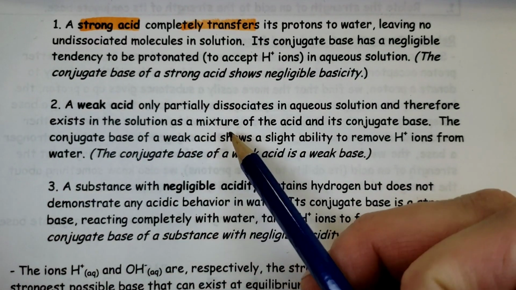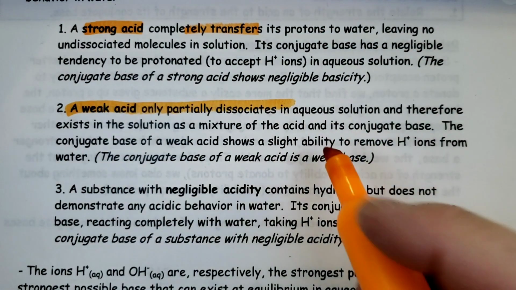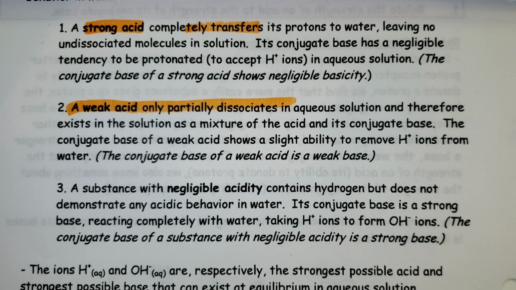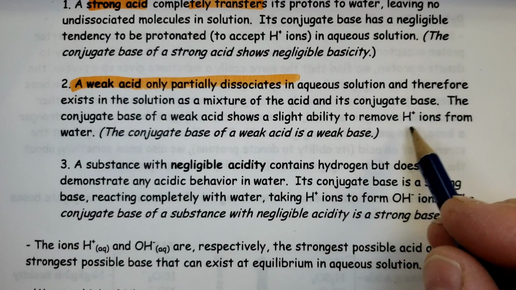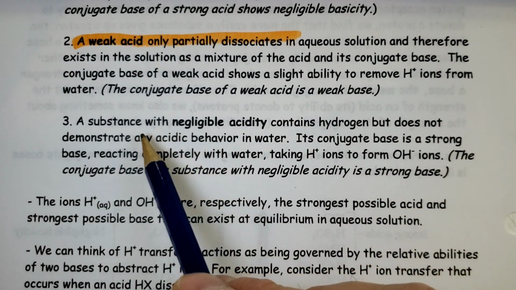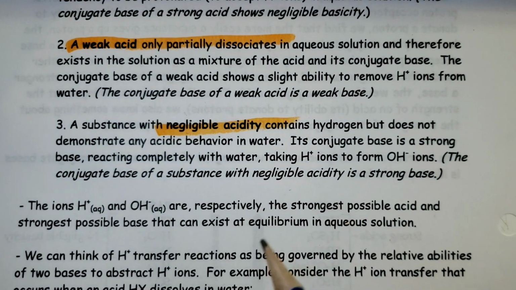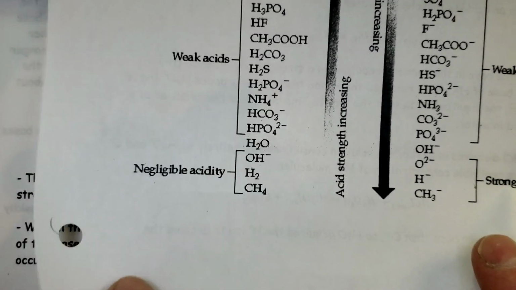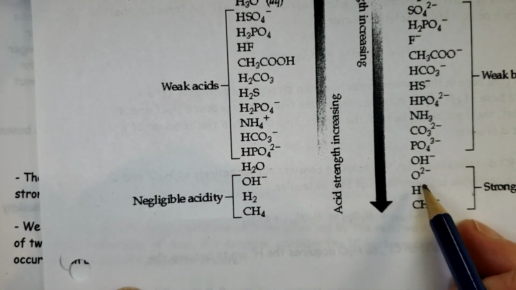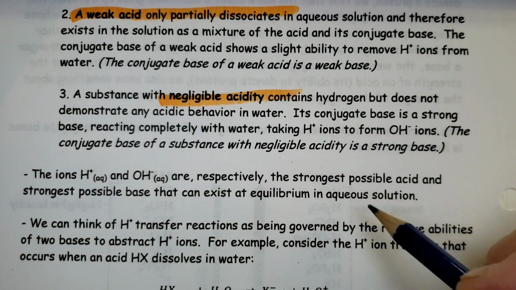A weak acid only partially breaks down or dissociates in aqueous solution, therefore exists in a mixture of acid and its conjugate base. The conjugate base of a weak acid has a slight ability to remove H plus ions from water. And something that has negligible acidity contains hydrogens but does not demonstrate any acidic behavior in water. So the chances of the acid wanting to give up an H is not going to happen. Something that is a very weak acid is going to be a strong conjugate base.